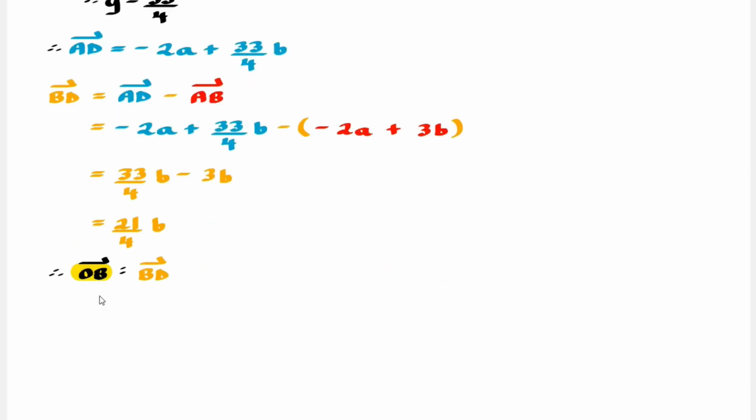Meaning, OB to BD is given by 3B to 21 over 4B. If I multiply by 4, I have 12B to 21B, and if I divide through by 3, we end up with 4 to 7 in simplest form.